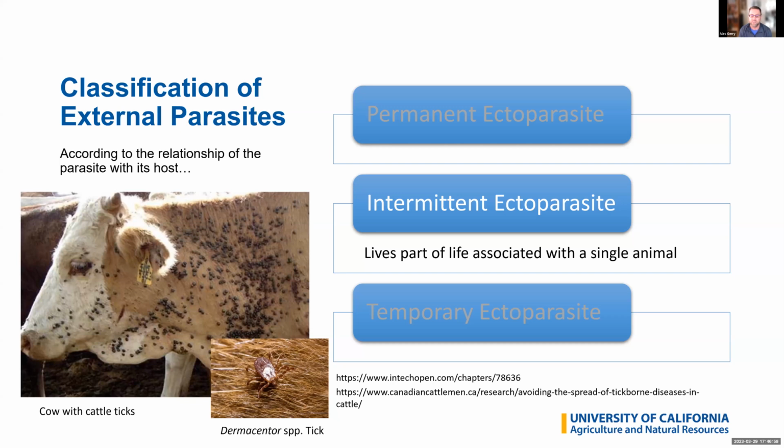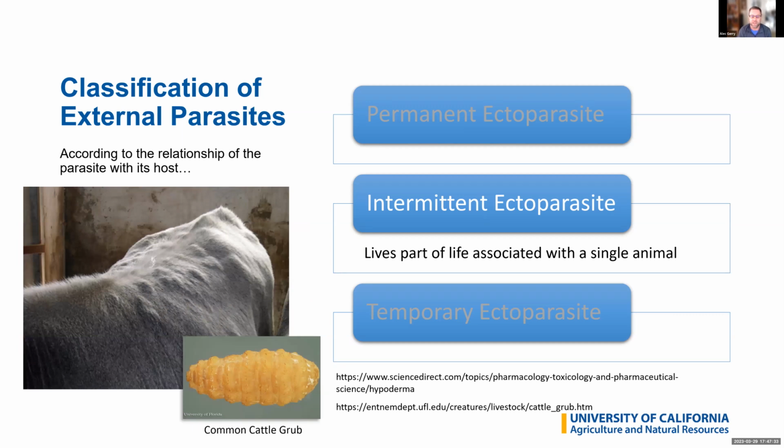So each of these ticks lives for part of its life, at least one stage of its life, on the animal, feeding on blood, and then will drop off the animal at some point, typically to lay eggs in the habitat, in the grasses or the vegetation through which the animals are foraging or moving. So they live part of their life on the animal and part of their life off the animal. And this makes control more challenging because you have two different locations, perhaps, to try to control these ectoparasites, both on the animal and off.